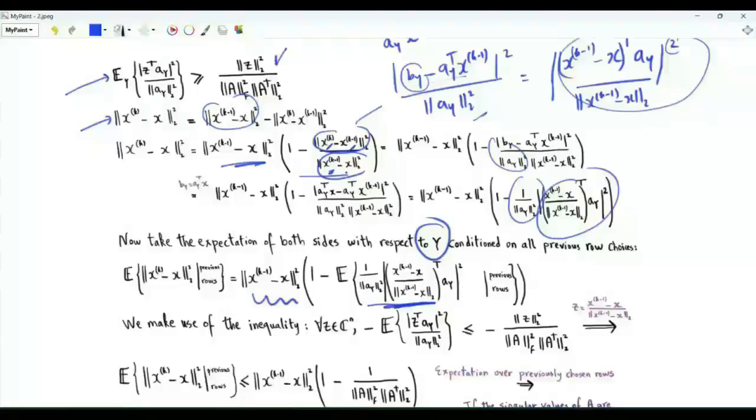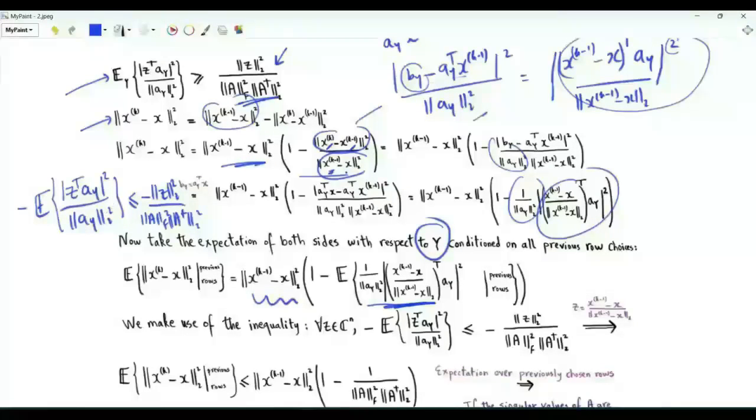Now we make use of this inequality. Multiplying both sides by minus 1, we get that minus the expectation with respect to y of the magnitude squared of z transpose ay over the L2 norm squared of ay is less than or equal to minus the L2 norm squared of vector z divided by this product. In our case here, when we compute the conditional expectation, the fixed vector z is x of k minus 1 minus x divided by the L2 norm of the same vector. So the L2 norm of vector z is equal to 1.